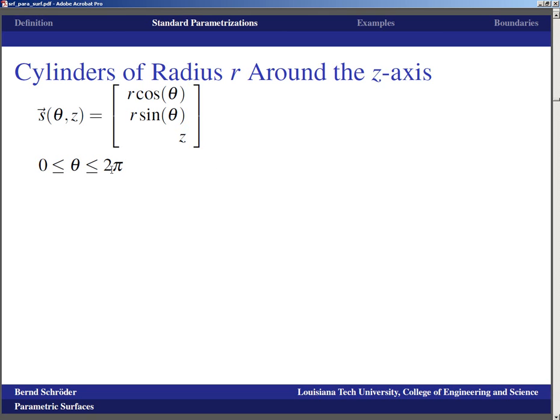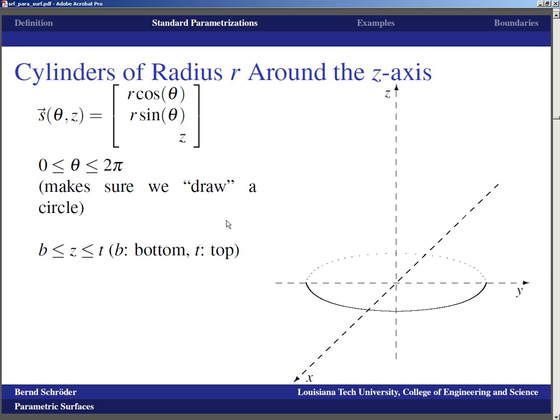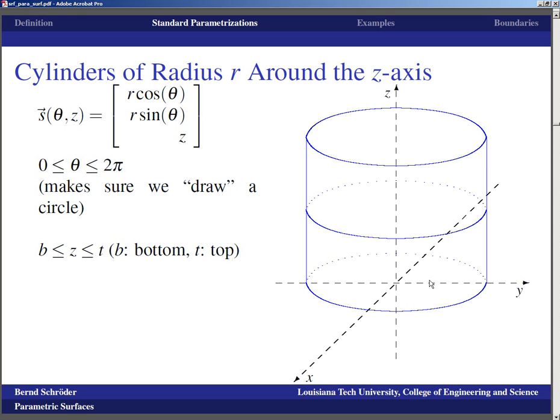We will have theta going from 0 to 2 pi, because we want to have the whole circle and the whole cylinder, and that makes sure that we draw a circle. And b smaller or equal z, smaller or equal t, that just limits the cylinder to a bottom and a top if we want to have that. Technically z could also go from negative infinity, but b would be the bottom, t would be the top. How do we draw that? Well, x, y, z, right-handed coordinate system, right? We have a circle, and in fact we don't have just one circle, but we've got a bunch of circles at various heights z, and they are connected, and that gives us a cylinder, as we can see here.